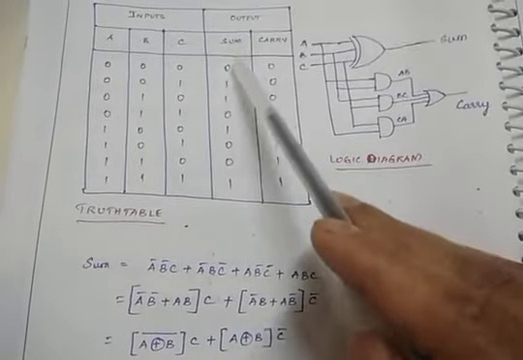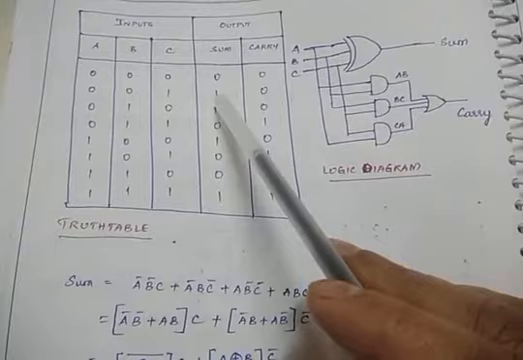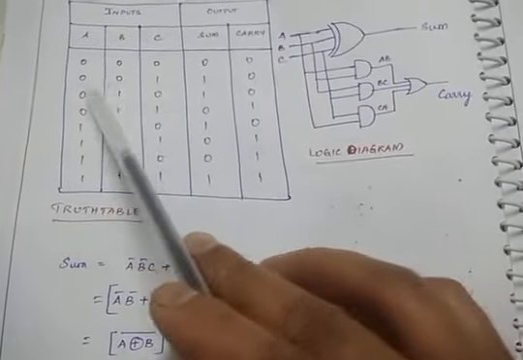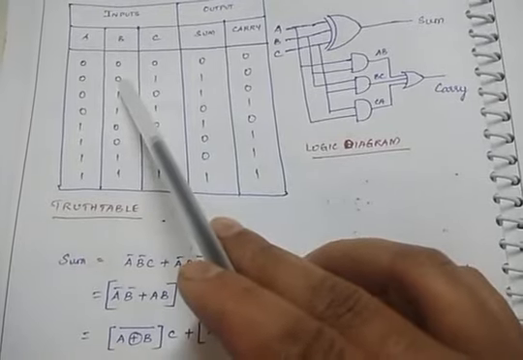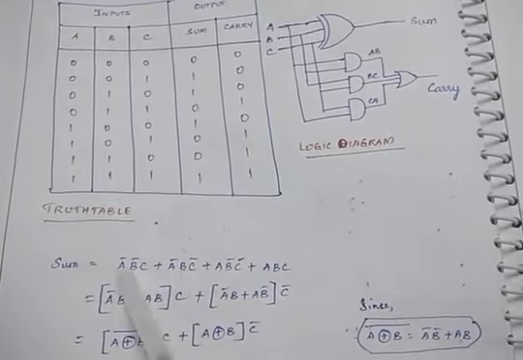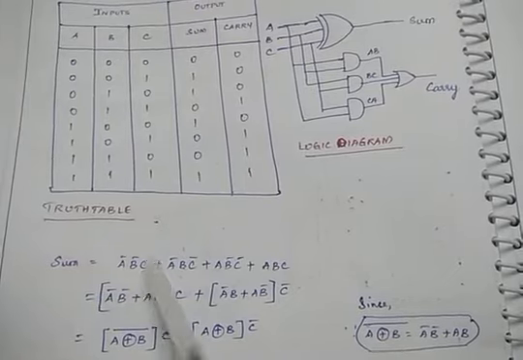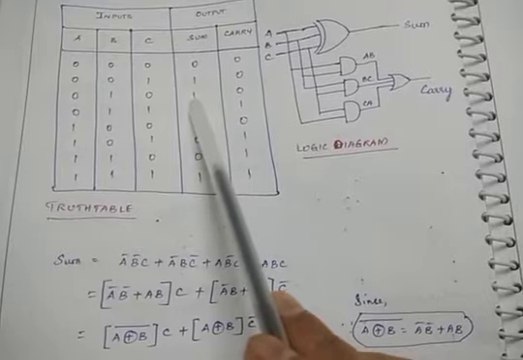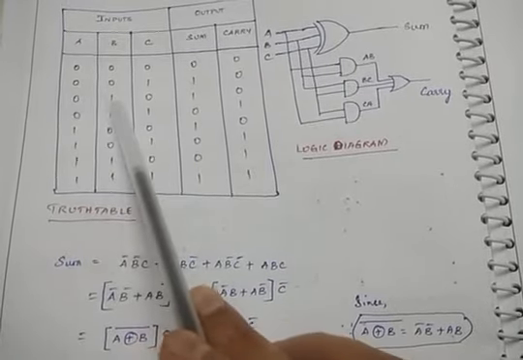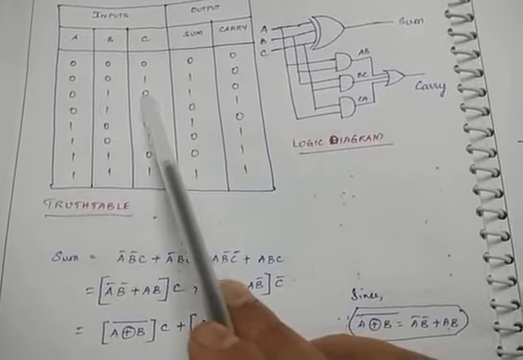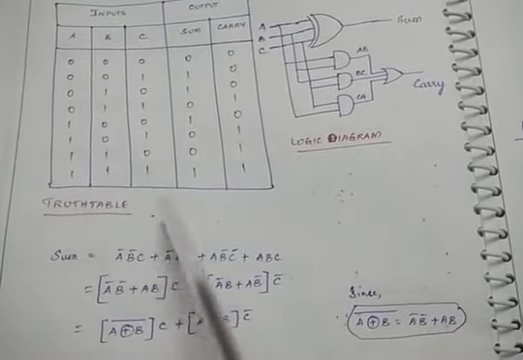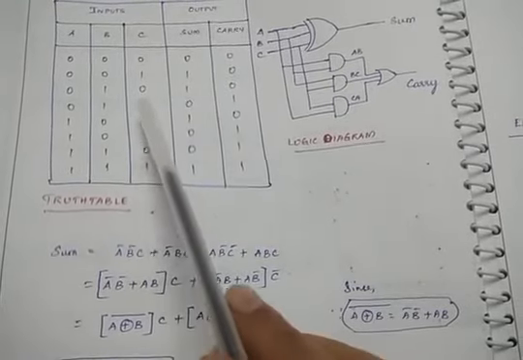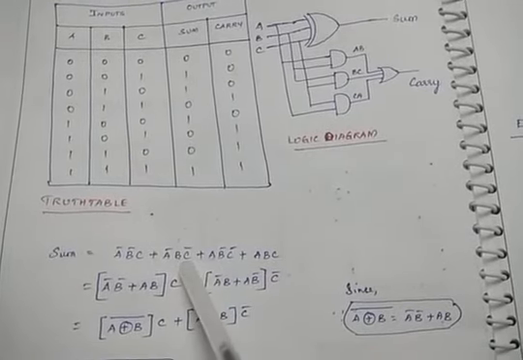See, sum is having value 1 here when A is 0, B is 0, C is 1. So 0 means, in min term, 0 means primed, 1 means unprimed. So we got A bar, B bar, C. And next term, sum is having 1 here when A is 0, B is 1, C is 0. So A having 0, that's why A bar, B is 1, so B, C is 0, so C bar.